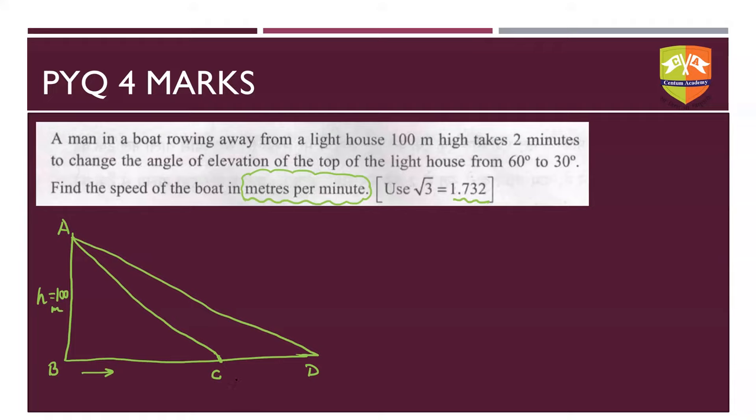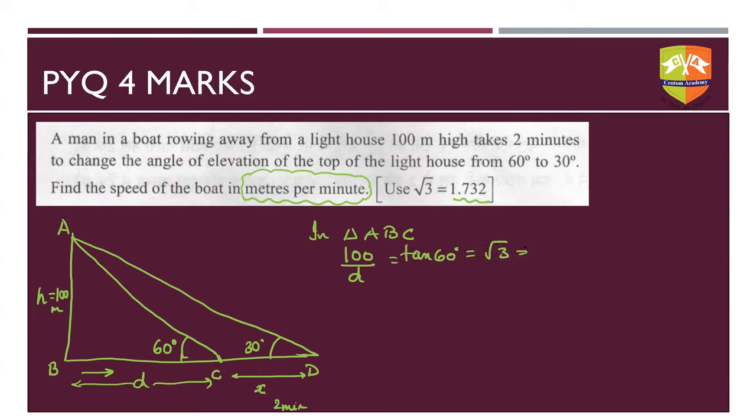You have to find this x to find the speed. This takes 2 minutes to travel, so it is meters per minute, and I don't need to change the units. Now let us say this small distance is d. These angles are known: this is 60 degrees, this is 30 degrees. In triangle ABC, tan 60 is 100 upon d, which is root 3. So d is equal to 100 upon root 3 meters.